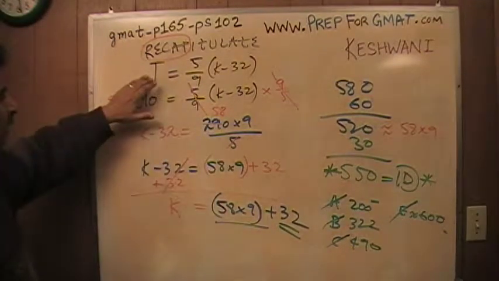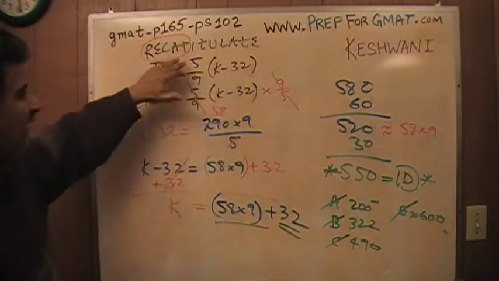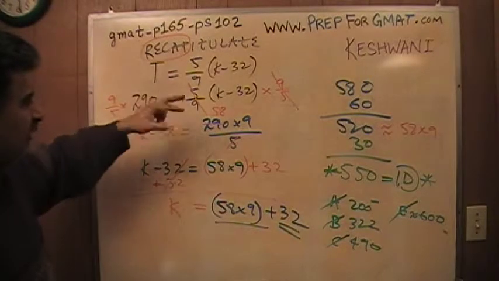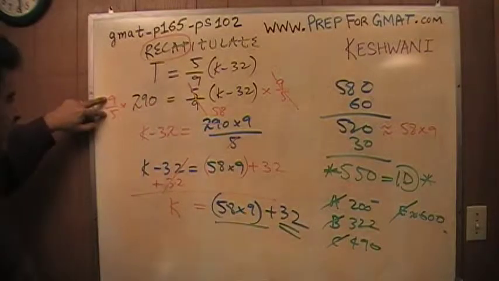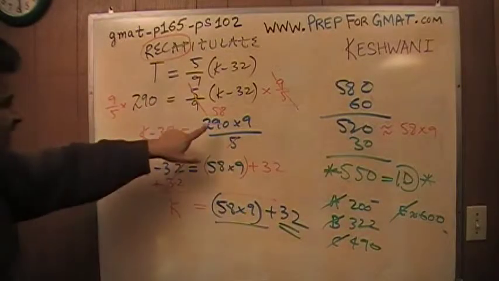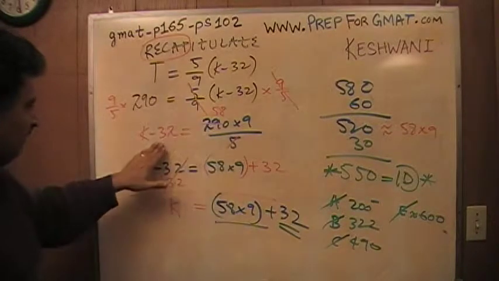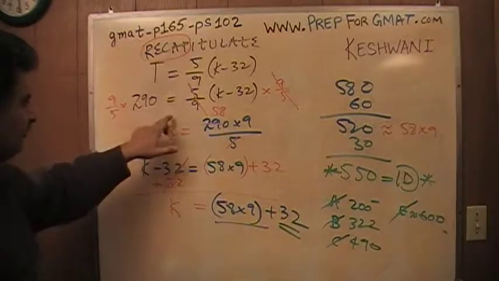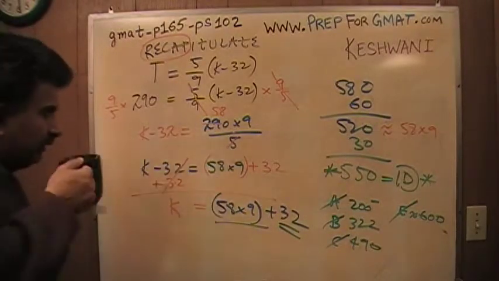Let me quickly go over this thing. So this was our formula here. T equals 5 over 9 times K minus 32. First thing I want to do is get rid of 5 over 9 by multiplying this quantity by the reciprocal of it, which is 9 over 5. So that takes care of this part, and 9 over 5 ends up here, which means K minus 32, which I wrote on this side just to make it easier. K minus 32 equals 9/5 times 290, which is 290 times 9 divided by 5.